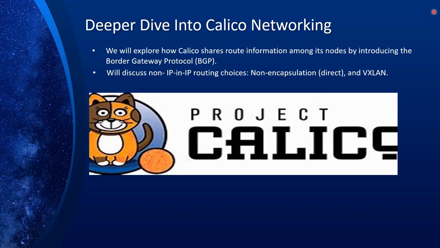There's also another option, VXLAN. If there are situations in which you can't use direct communication, or you can't use IP-in-IP routing, then VXLAN is another option. It's kind of similar to Flannel that we've discussed in the previous presentation.